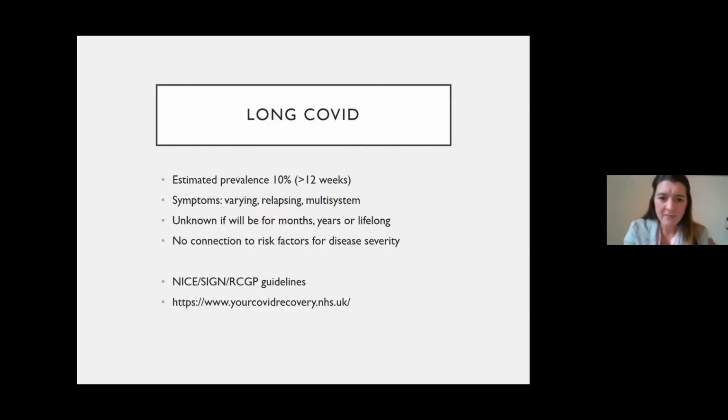I've put the website up there for Your COVID Recovery, which the NHS is hosting, and that's a really useful site to signpost patients to, which outlines lots of the various symptoms and ways that they can try and manage some of these. One of the biggest pieces of advice is pacing, so gradual graded increase of exercise as tolerated, going slowly and steady, and allowing for relapses, which can be very discouraging as a patient.